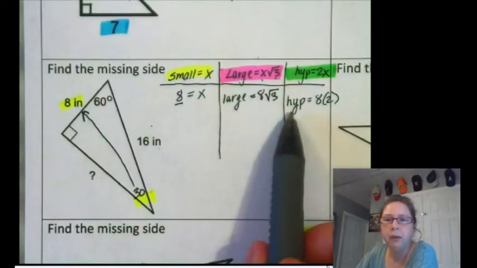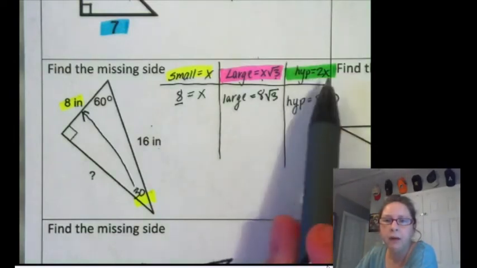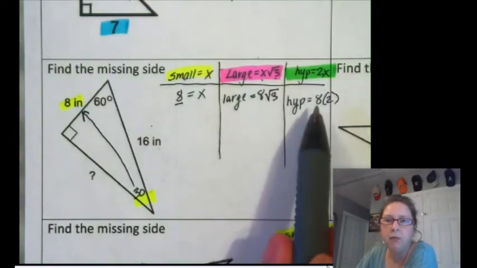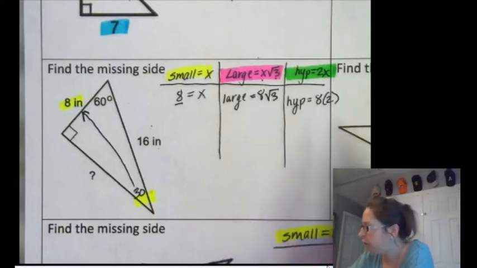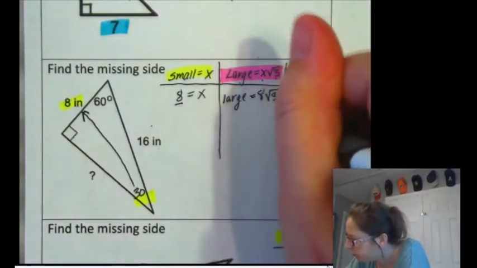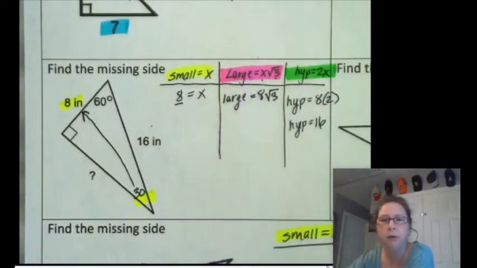So the ratio is the hypotenuse equals 2 times x. So the value of x is 8. Multiply that by 2, and the hypotenuse is 16.